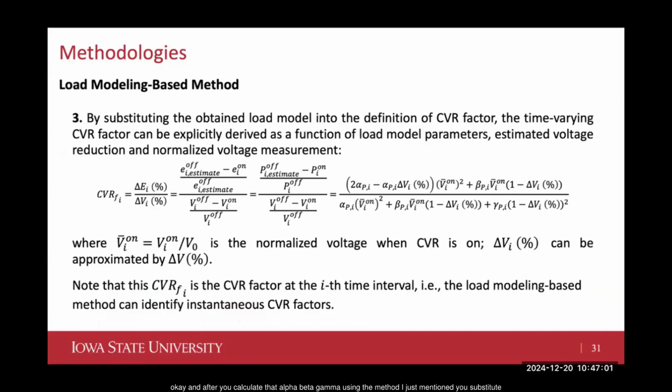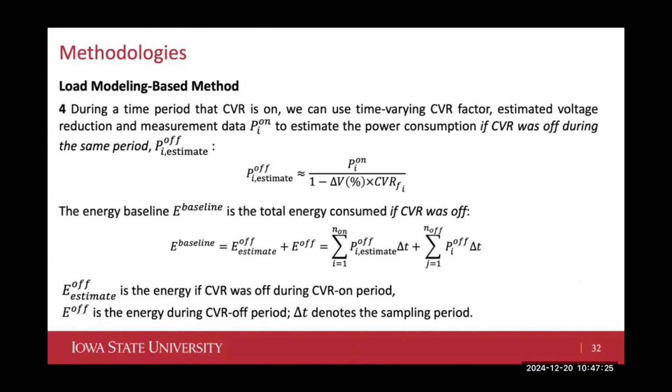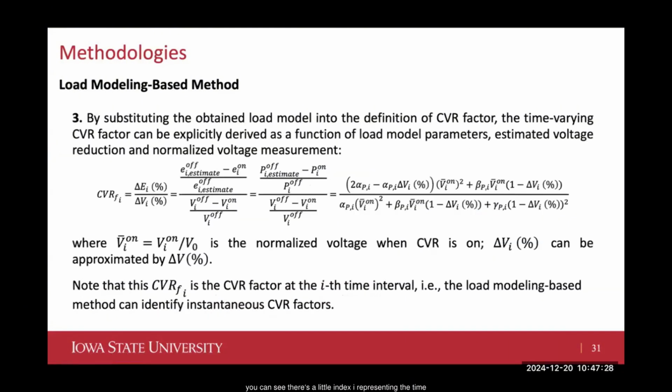After you calculate alpha, beta, gamma using the method I just mentioned, you substitute them into this equation. Look at this equation: you have alpha, beta, gamma, which come from your load identification, and delta V is something you can easily estimate. Then you substitute into this equation and you will have the CVR factor. So that's how we calculate the CVR factor. But again, you can see this little index i representing the time. That means you're doing real-time identification, and then you get the real-time CVR factor, which is not that useful to utilities.